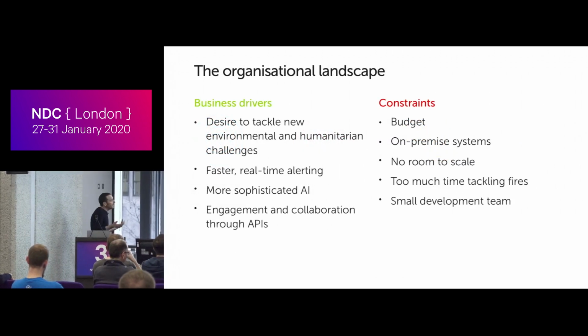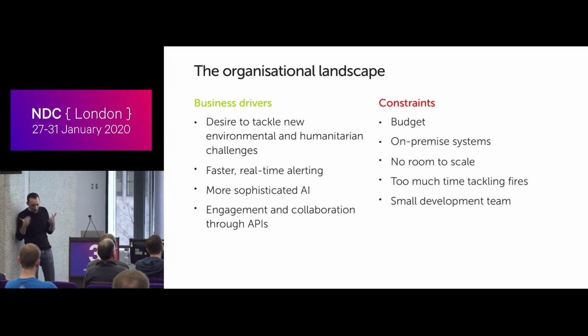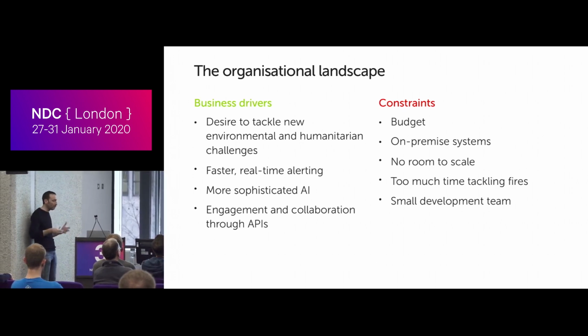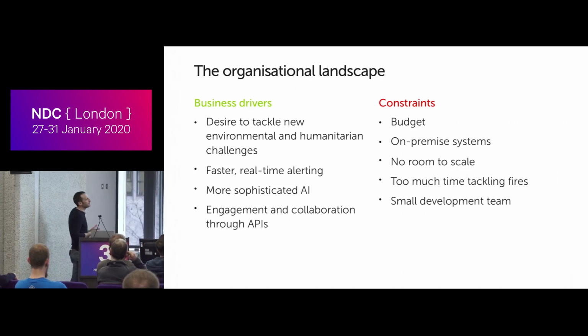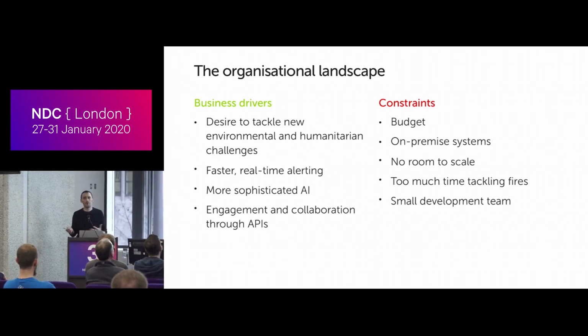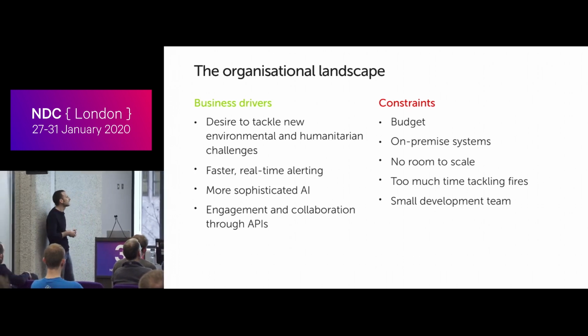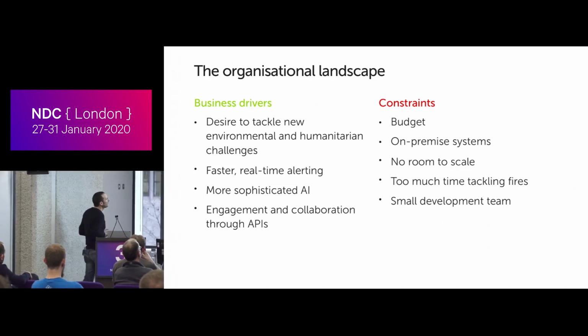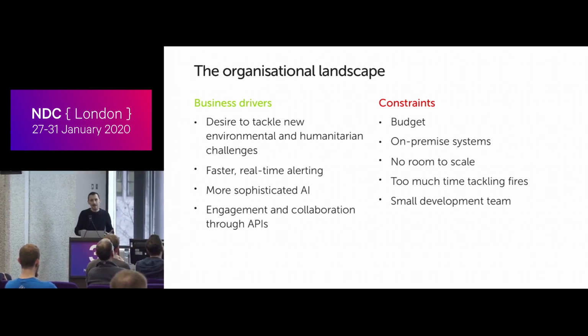So they're like any other organisation, really. They've got business drivers and constraints. What I love about OceanMind is they've got this really great passion for solving problems of this nature. And they really see their technology as being key to solving a whole bunch of other problems, like I mentioned, human slavery, people trafficking, those sorts of things. In order to do this, they need faster, more real-time alerting. They need more sophisticated AI and more AI.